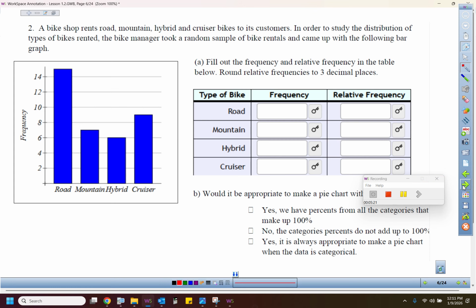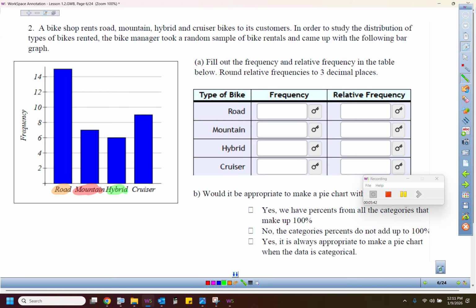But the next one, they gave us the bar chart already. It's a bike shop. It rents road, mountain, hybrid, cruiser bikes to its customers. In order to study the distribution of bikes rented, the bike manager took a random sample of bike rentals and came up with the following graph. So they're selling bicycles, and they have different categories of bikes, right? Are we cool with that? That's why a bar chart was used for all the categories.